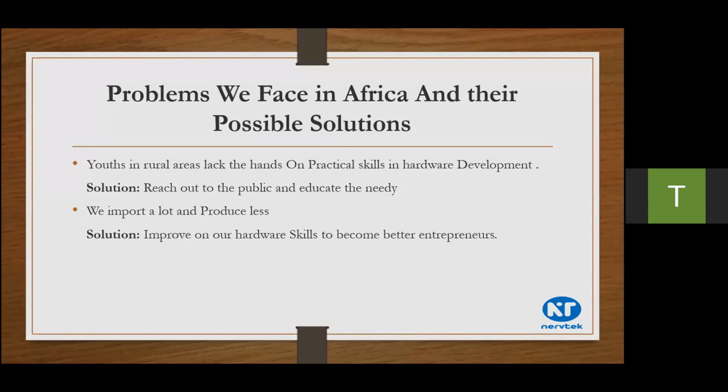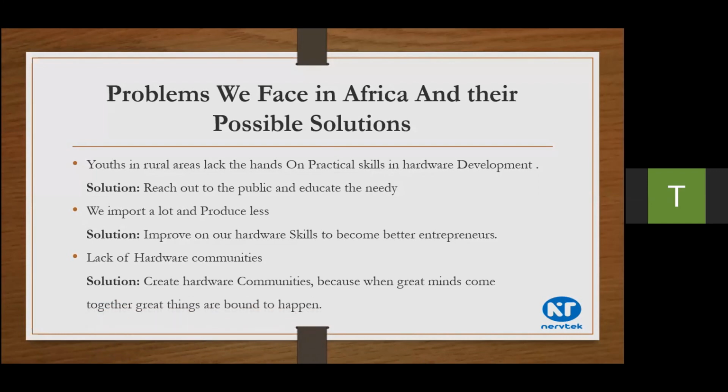skill, it is something that is embedded in you. You need no high knowledge in economy and all that to manage the skills within you. The skills are within you. It flows like a river. So improving on our skill makes us better entrepreneurs. We produce a lot out of nothing. Lack of hardware communities.